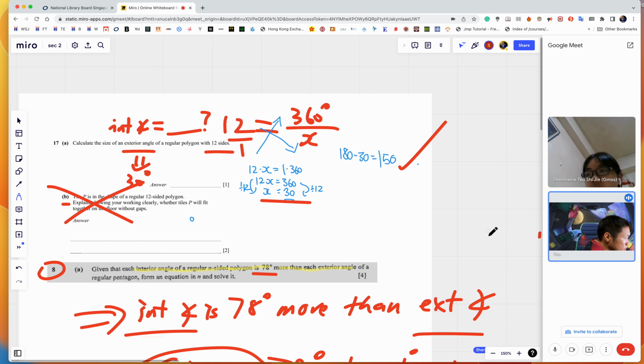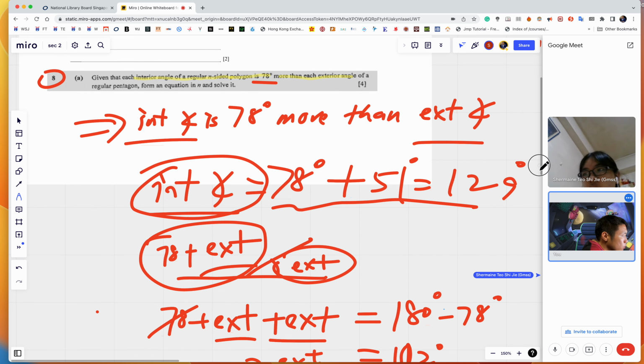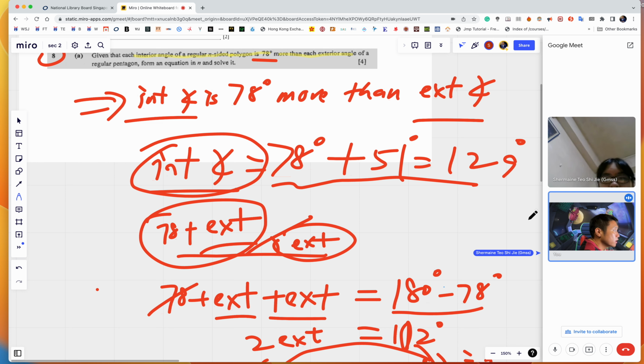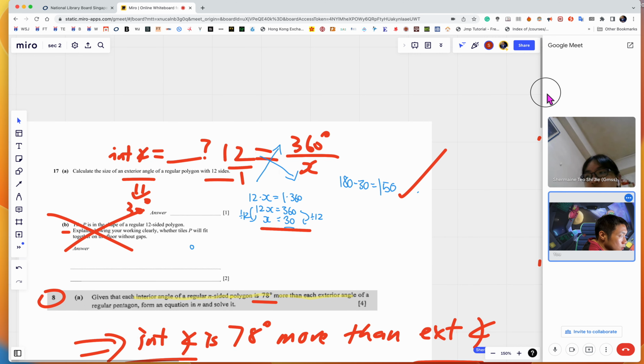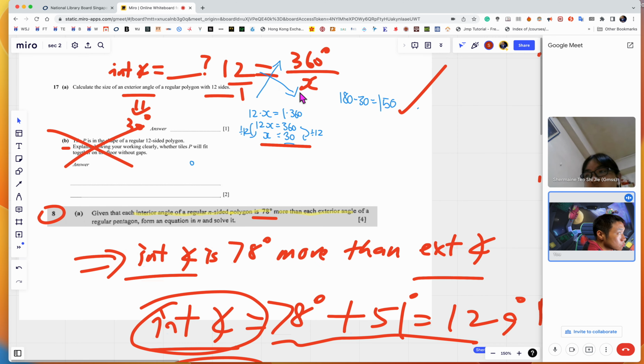78 more than the exterior angle. Let me just double check. Can you help me use a calculator? 180 minus 78. 102. Yeah, 102. So you have 2. 102 divided by 2? 51. Okay, good. 可以了. Okay, that's it. Done. Okay. Let's go to page 3.